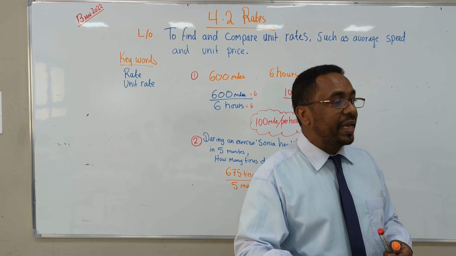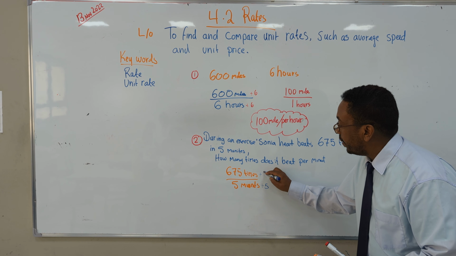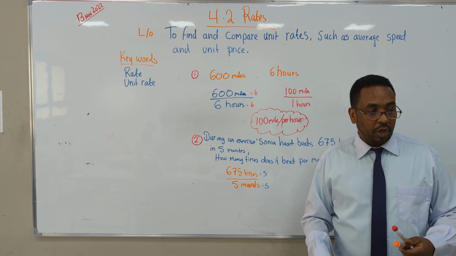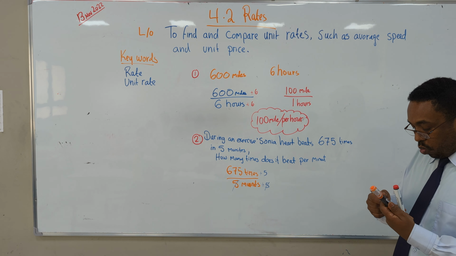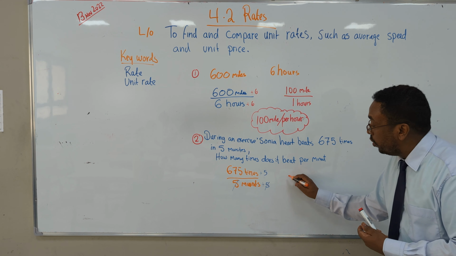So if I divide here by 5, remember I'm trying to make it 1, I have to divide here by 5 as well. Are you with me, boys? Yes. Okay, so I know 5 divided by 5 will make it 1 minute, which is what we're looking for. We want the denominator to be 1 minute, right? So this will be 1 minute. And now, how do we divide 675 by 5? The best way is long division.